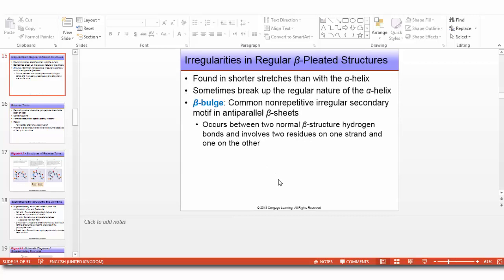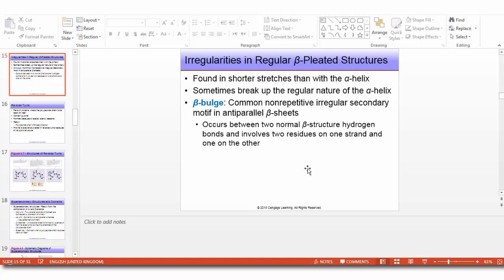Don't worry about the various classes of beta bulge. Just know the definition of beta bulge, and it is an irregularity in beta sheet. Common, non-repetitive, irregular secondary motif in antiparallel beta sheet, occurs between two normal beta hydrogen bonds and involves two residues in one strand, etc. Now, two types of irregularity, one in alpha helix called 3-10 helix, and one example in beta sheet called beta bulge.